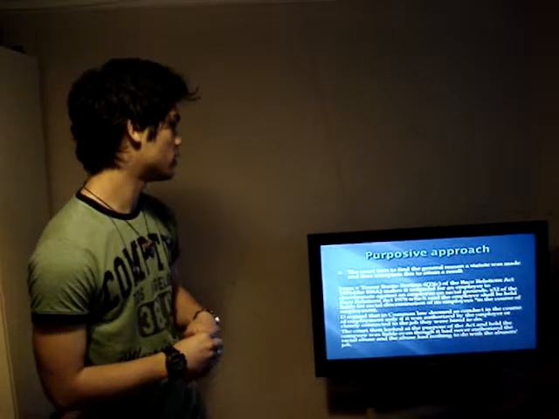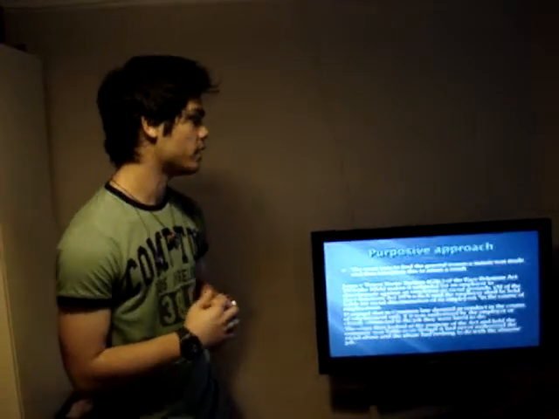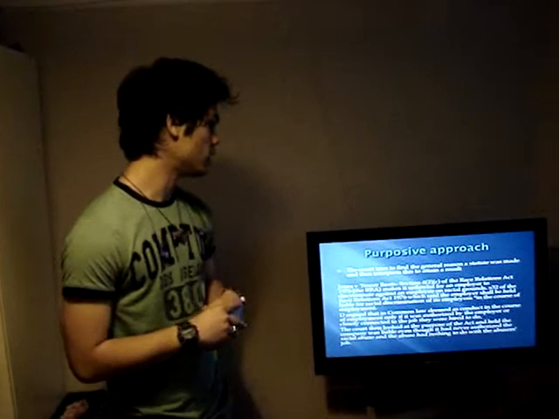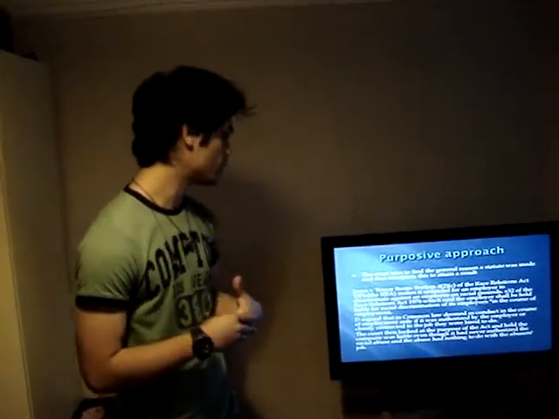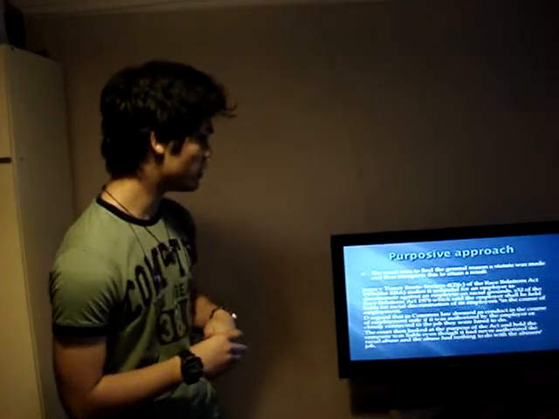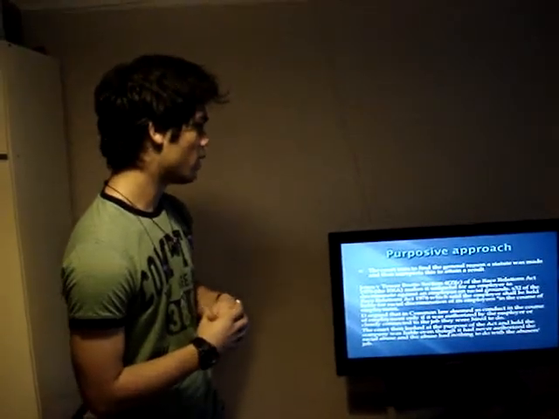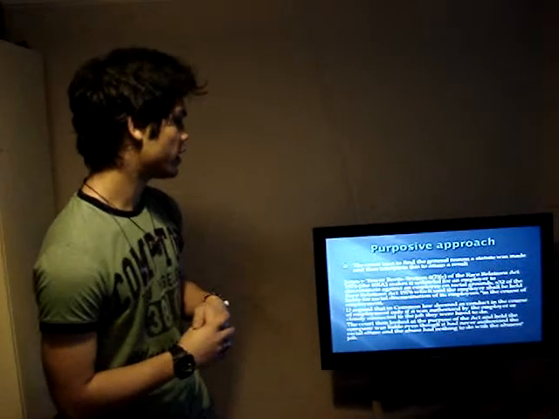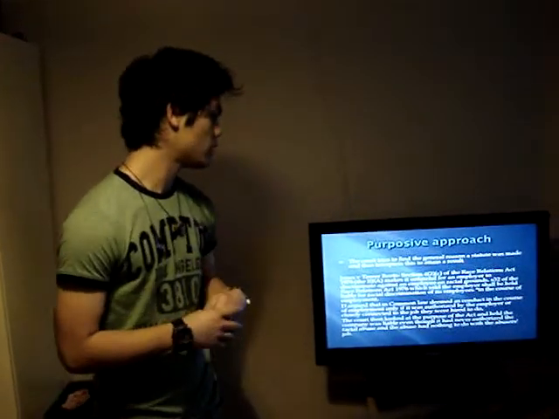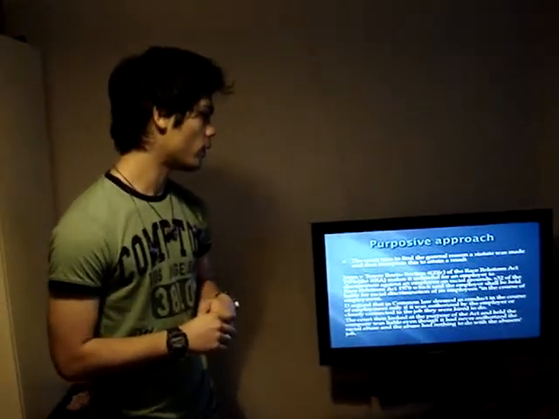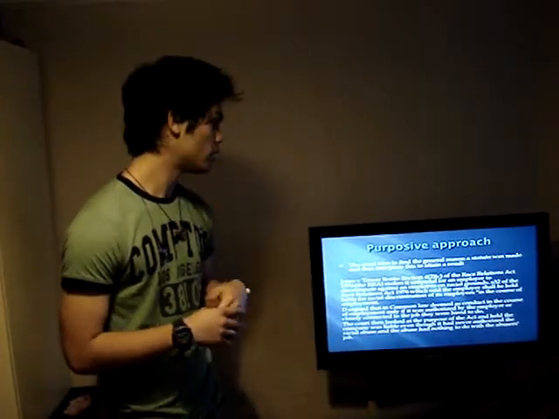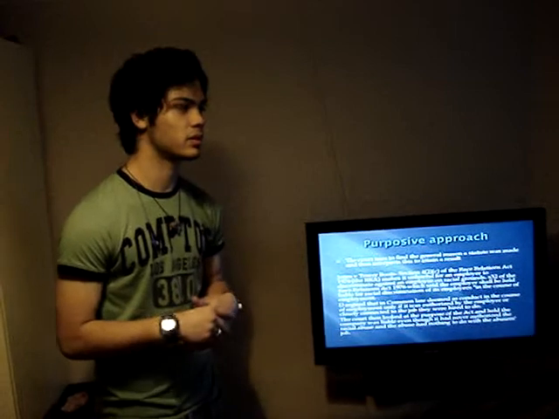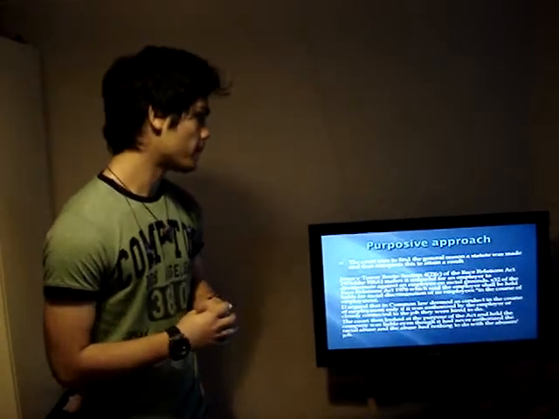Purposive approach. The court tries to find a general reason this statute was made, and thus interprets it to obtain the result. In Jones v Tower Boots, for instance, Section 4 of the Race Relations Act makes it unlawful for an employee to discriminate against an employer. No, for an employer to discriminate against an employee.